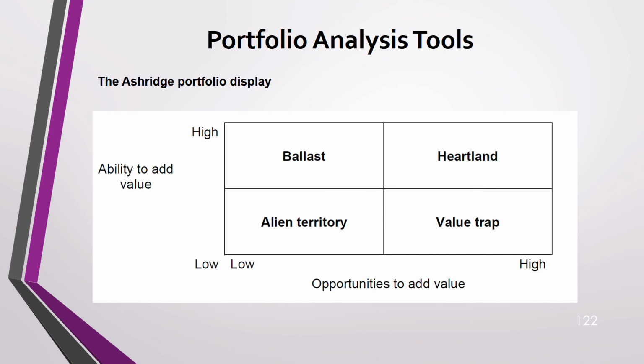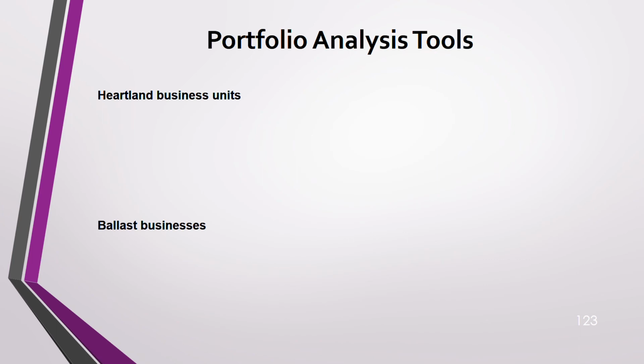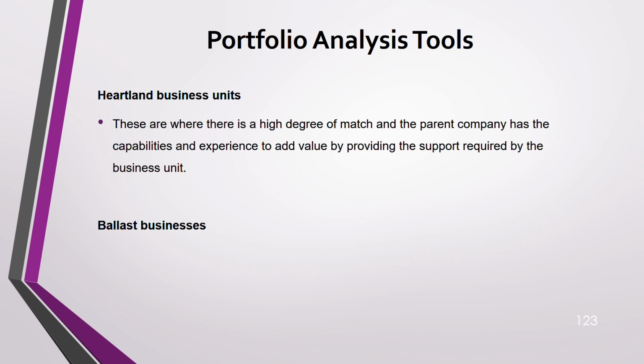And if ability to add value is low but opportunity is there, it's a value trap. Okay, now let us go in depth on what it means. Heartland business, where both are high. What does it mean? You have a high degree of match, where the parent has the capabilities to add value, and they can actually add value because they have the opportunity also, by giving their support.